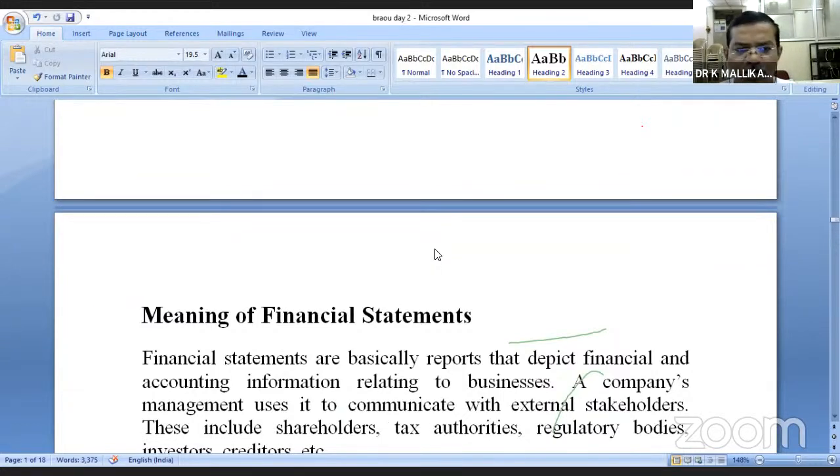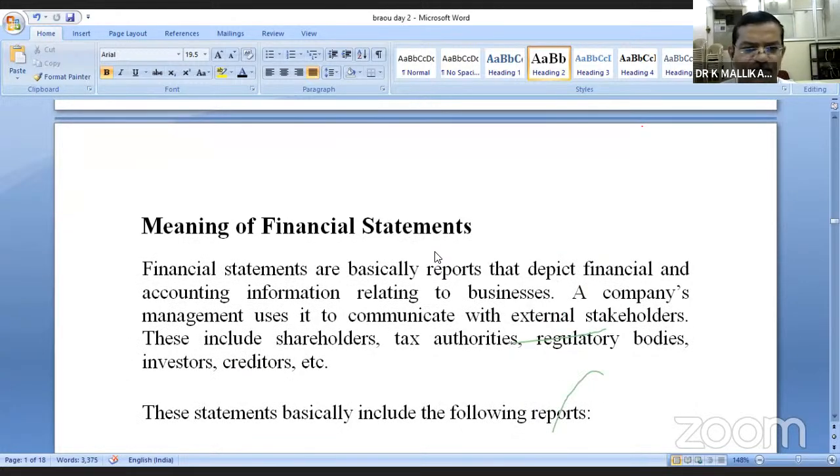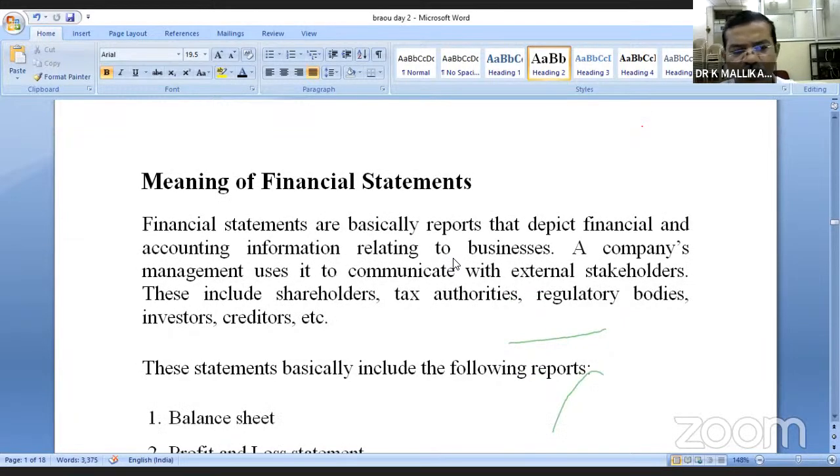Under it, the first part is financial statements. So what are the financial statements? What are the nature and scope of the financial statements? What are the different types of financial statements, right?